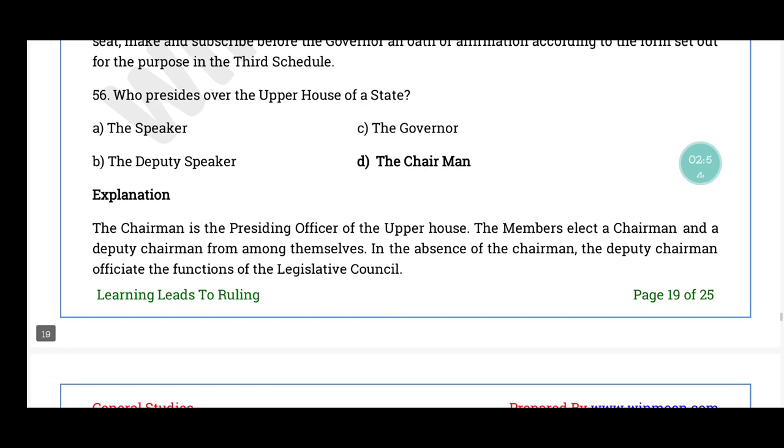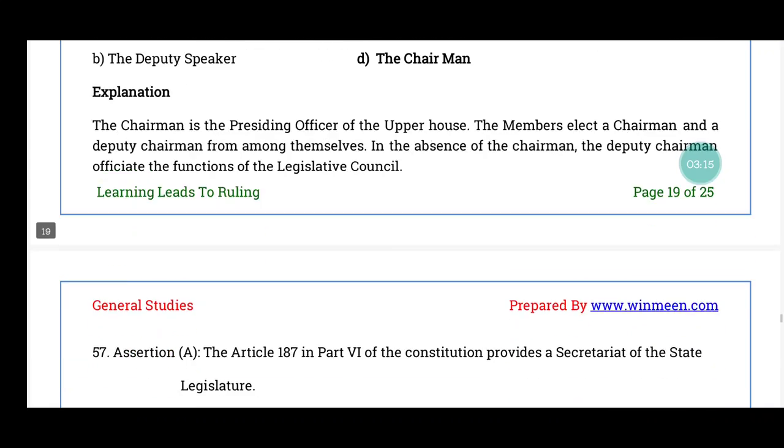Question number 56. Who presides over the upper house of a state? The correct answer is option D, the chairman. Chairman தான் upper house ஓட presiding officer-ஆ இருக்காரு. இந்த members they elect the chairman and the deputy chairman from among themselves. Chairman ஓட absenceல the deputy chairman will officiate the functions of the legislative council.